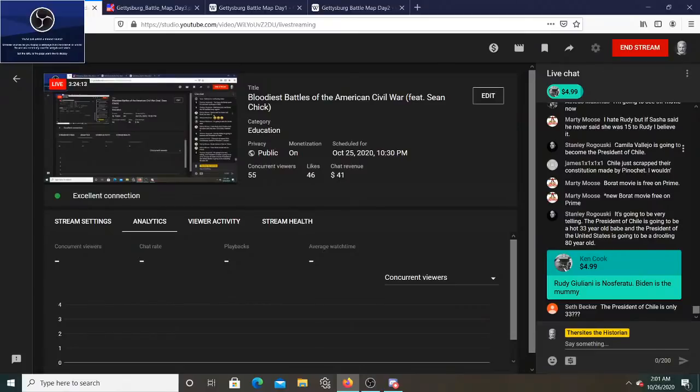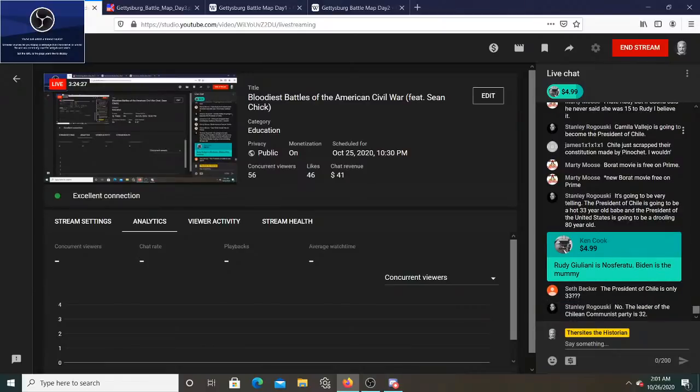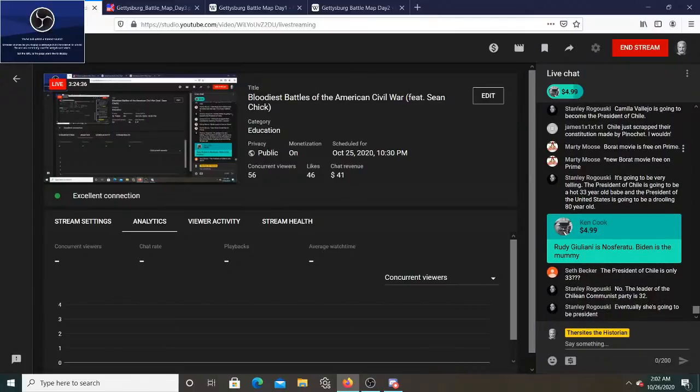Ken Cook entered the fray again. $4.99: Rudy Giuliani is Nosferatu. Biden is the mummy. Thank you, Ken Cook. I've heard that. People have told me Rudy Giuliani is Nosferatu many times. What do you think? Yeah, I agree. He does look like Nosferatu pretty closely. I can't argue against that. And to be fair, I've not seen the two of them in different rooms, so it's possible they are the same person.